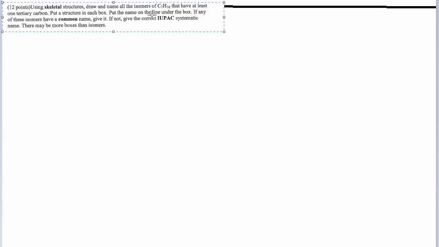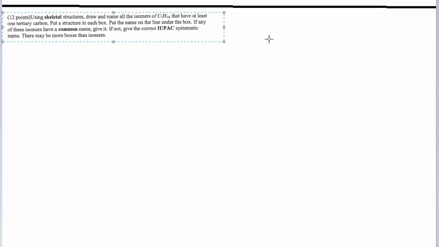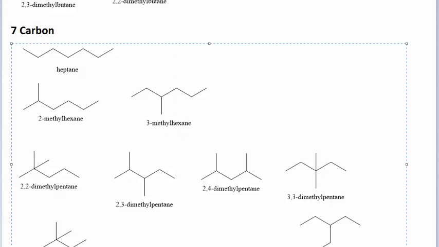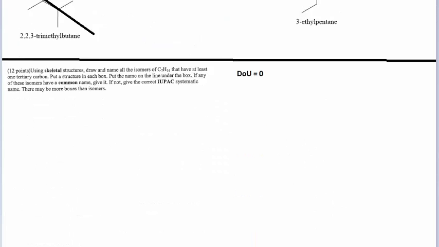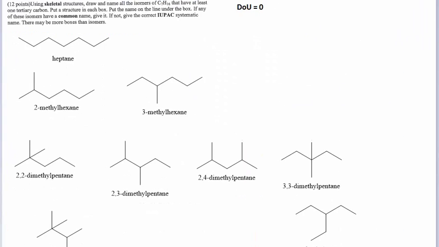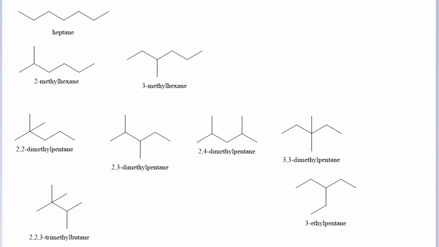So this will be similar, and it'll be worth 12 points. It says, draw and name the isomers of C7H16 that have at least one tertiary carbon. And again, we already know, since we did this calculation, that degrees of unsaturation equals 0, so our strategy is fine. Once again, since you've memorized these isomers, you quickly draw all the isomers that are of the appropriate length, which in this case is 7.